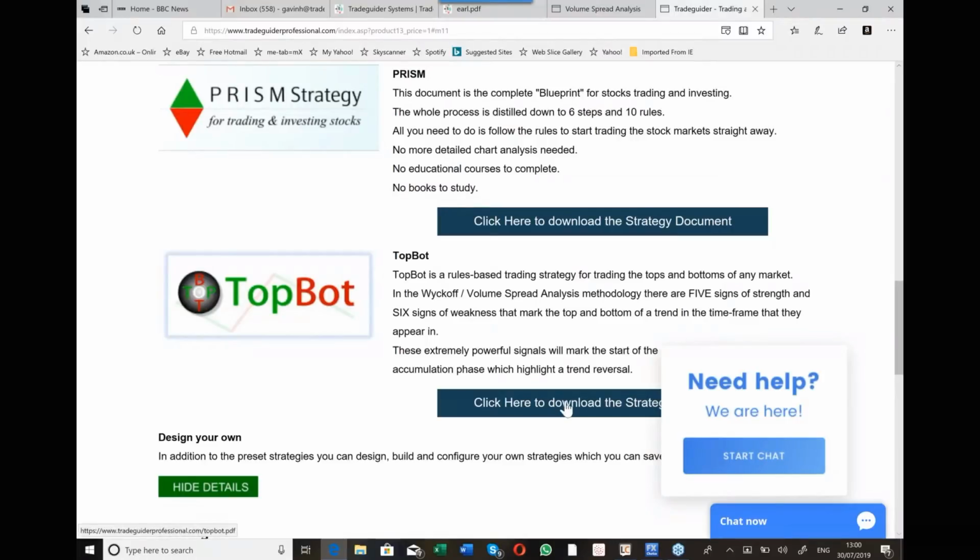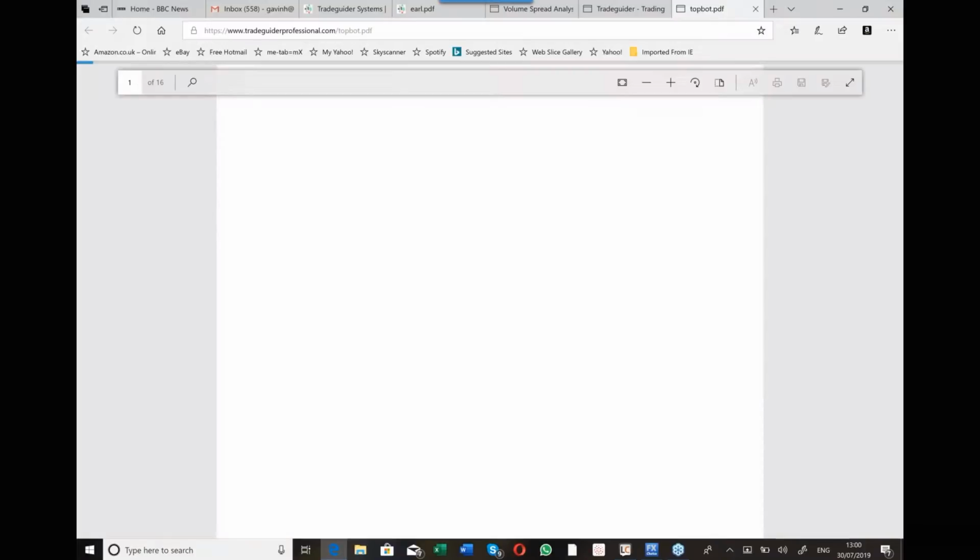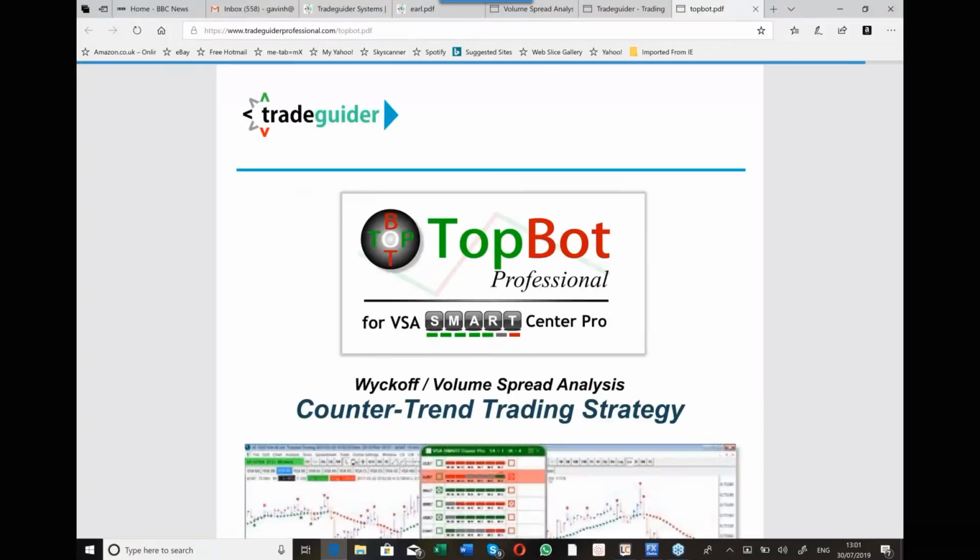So if I click on that button, you can do this. We don't require an email from you. We don't require your email address. We don't require any personal information. You can just download this document.